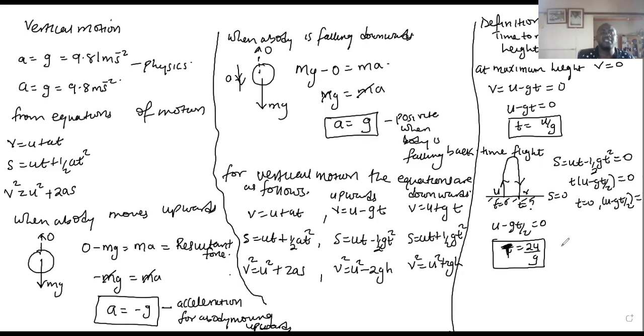And always time of flight is twice time to reach maximum height. So if you look at it carefully, the time of flight is twice the time to reach maximum height. Or the time of maximum height is a half time of flight, right?